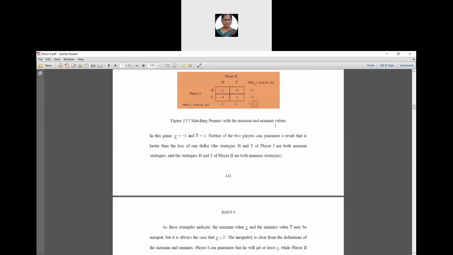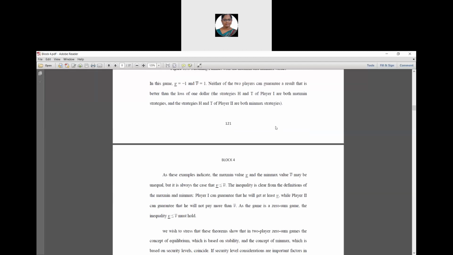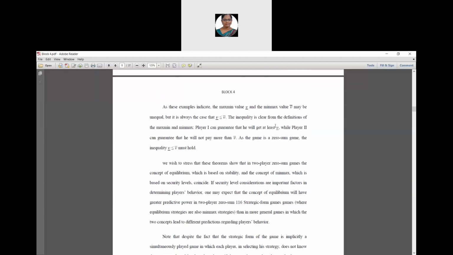Neither of the two players can guarantee a result that is better than the loss of $1. As this example indicates, the maximin value and minimax value may be unequal. The inequality is clear from the definitions of the maximin and minimax. Player 1 can guarantee that he will get at least the maximin value, while player 2 can guarantee that he will not pay more than the minimax value. As the game is a zero-sum game, the inequality maximin less than or equal to minimax must hold.